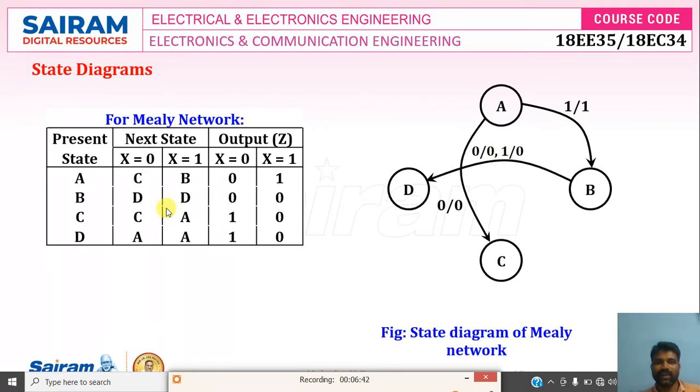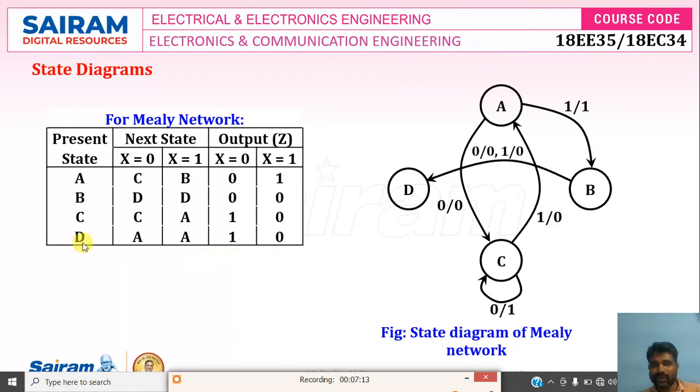Clear now? Now come to present state C. Next state is C when input is 0 and output is 1. So draw a line from C to C. Input is 0, output is 1. And when input is 1, it goes to A and output is 0. So C to A. Input is 1, output is 0.